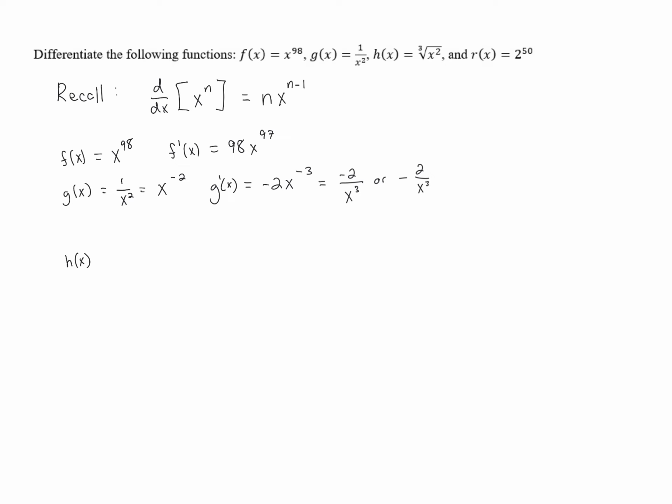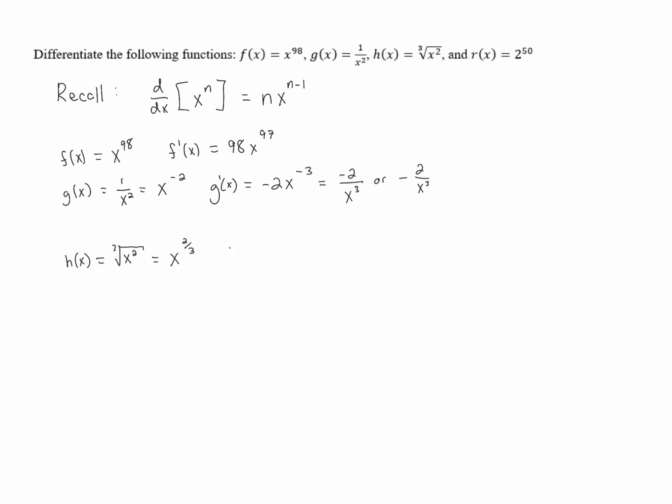h of x is the cube root of x squared. We can write this as a power of x. You may or may not remember that when we have a root, like the cube root, the index becomes the denominator of the power. And so because we already had 2 as a power, but we're taking the cube root, this is going to be x to the 2/3 power.